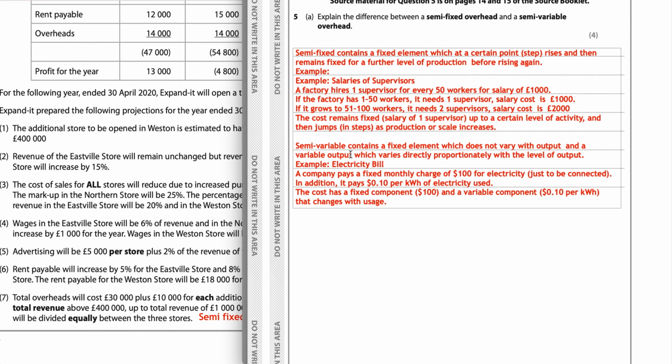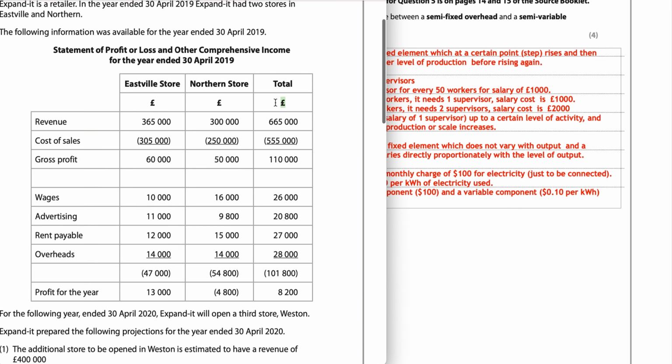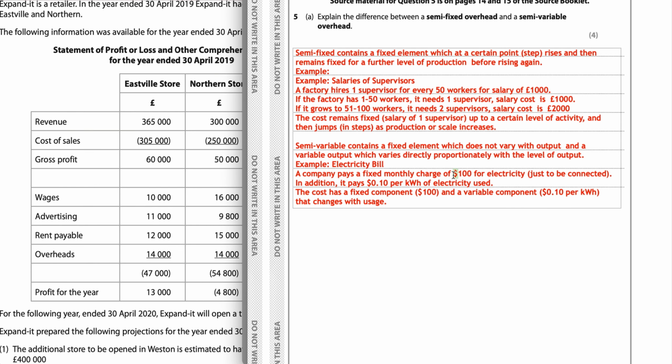Then what is a semi-variable cost? A semi-variable cost contains a fixed element that does not vary with the output, and a variable element which varies directly proportionally with the level of output. So it has a fixed component and a variable component. For example, an electricity bill will have a fixed charge no matter how much you use the machines for production. You will have to pay 100 pounds. Let's assume this is pounds, so it is a fixed charge of 100 pounds.